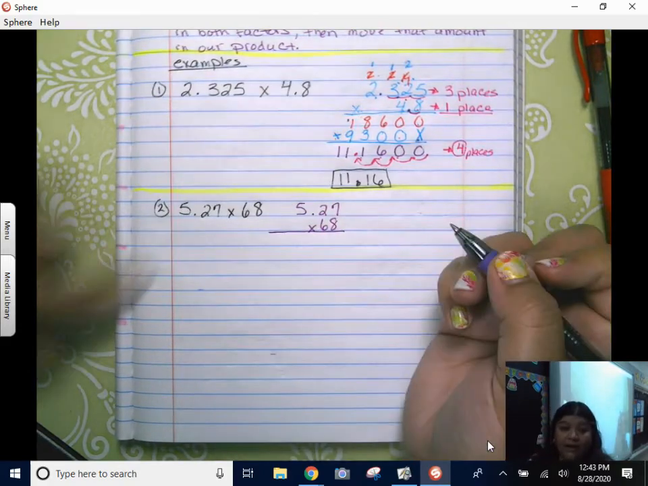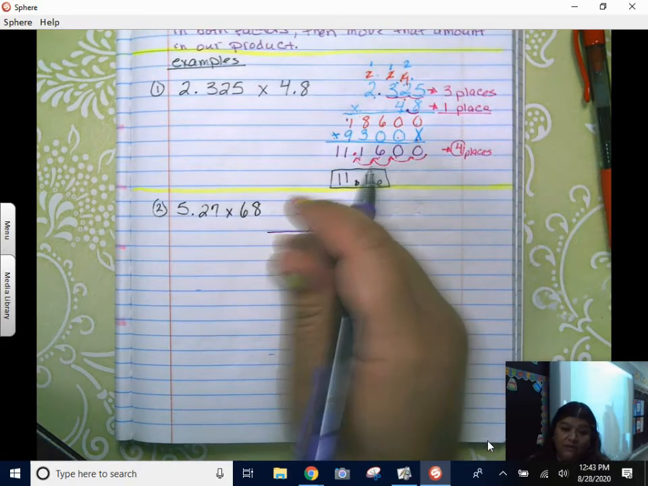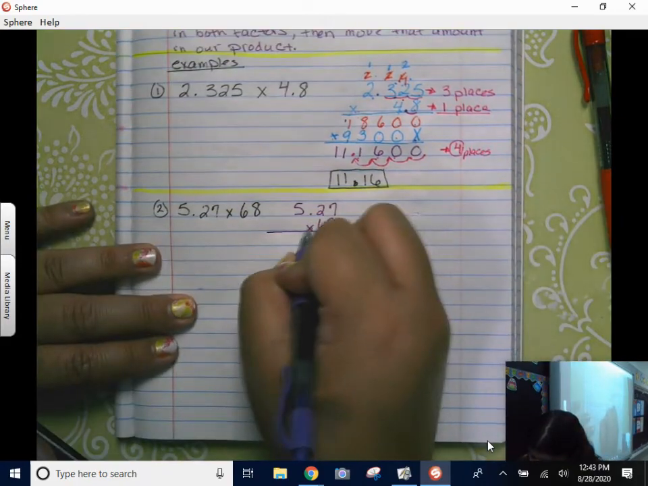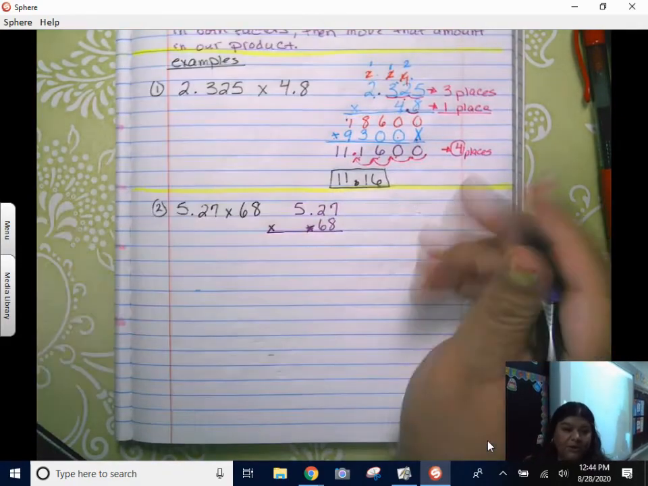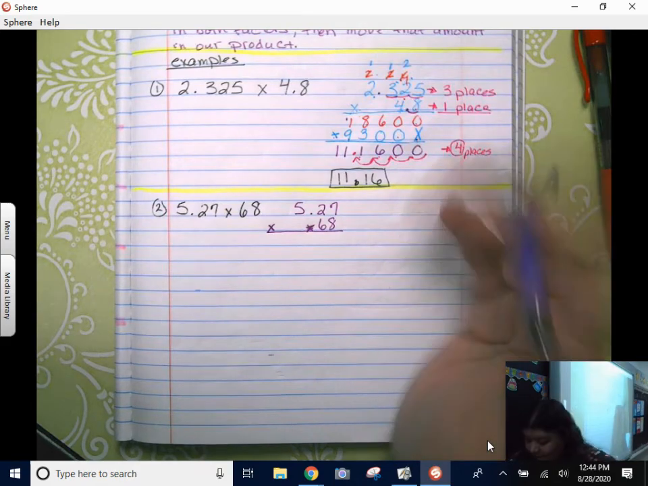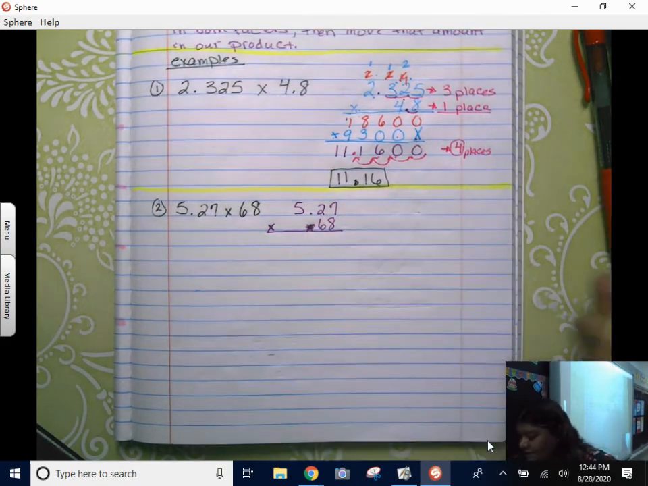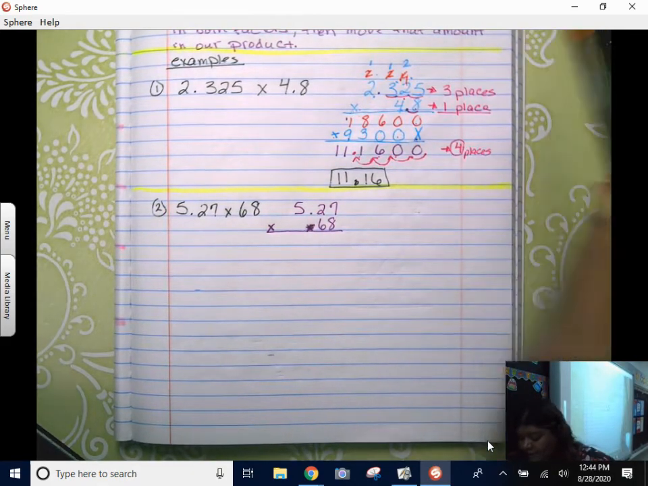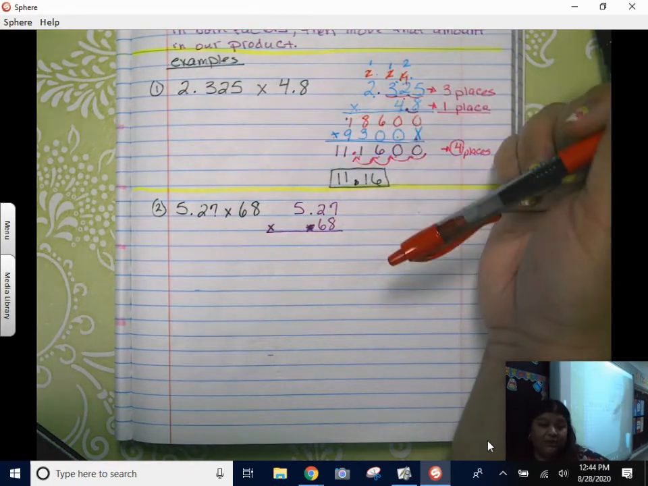And you remember, you do not have to line up your decimals, just flush everything to the right. I don't know why I put the X away. Okay, you can put it wherever you want. Aesthetically, I like it over there. It just looks nicer. Now, step 1 again says we are going to multiply as if they were whole numbers.